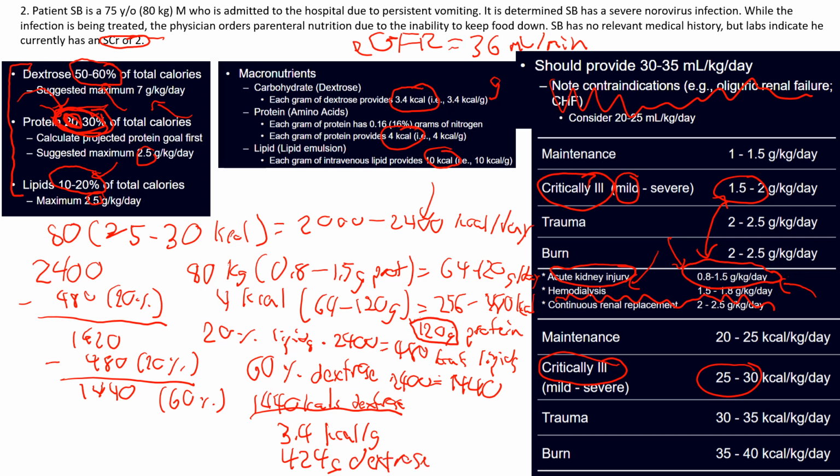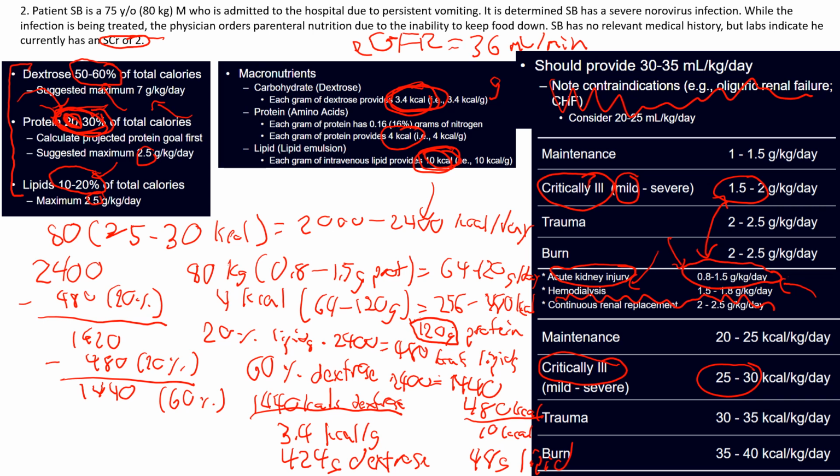For our lipids, we have 480 kcal divided by 10 kcal per gram. And if it's not clear where I got these numbers from, it's 3.4 kcals per gram of dextrose or carbohydrates and 10 kcal per gram of lipids. When we do that, we get 48 grams of lipid.